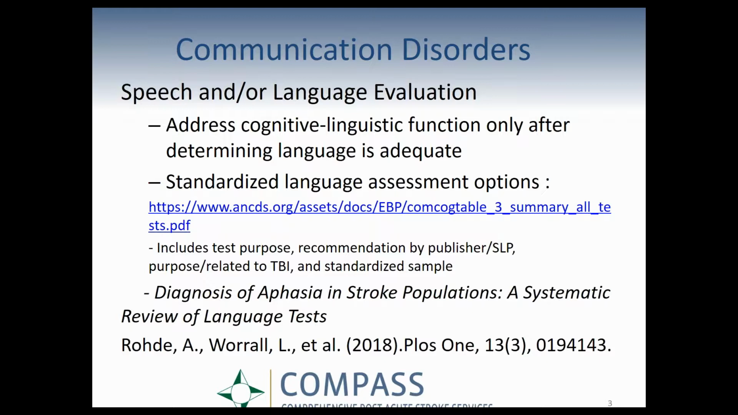There's also a recently published article that talks about the diagnosis of aphasia in stroke populations, and it's another pretty exhaustive systematic review of language tests. So these are two really good references, particularly for speech pathologists if they're looking at standardized assessments that can lead you in the right direction.